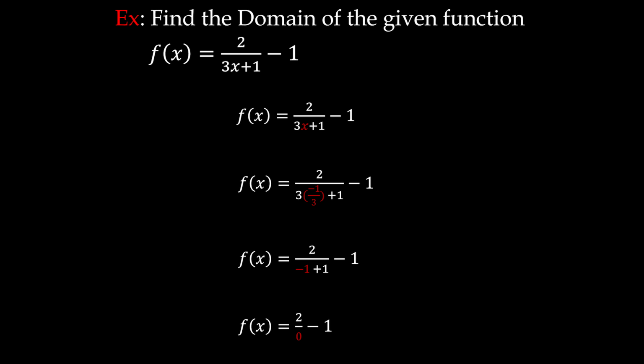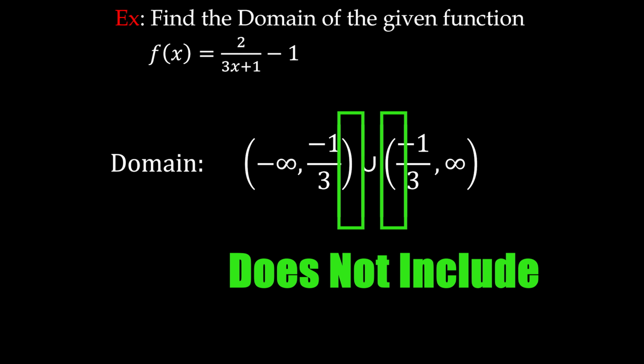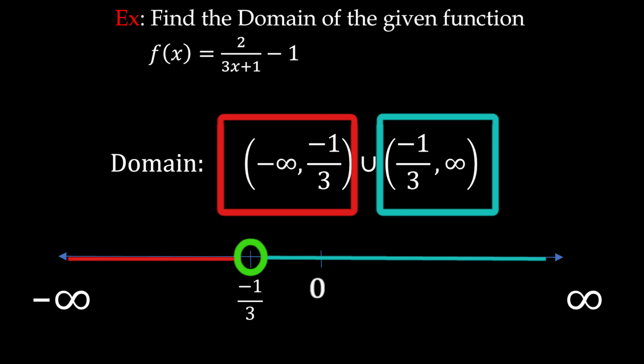If x were minus 1 over 3, the denominator would be 0, so we must remove it from our domain. Therefore, our domain consists of every real number from minus infinity to minus 1 over 3, then from minus 1 over 3 to positive infinity. Notice how I use parentheses instead of brackets here. On a number line, it looks like this.